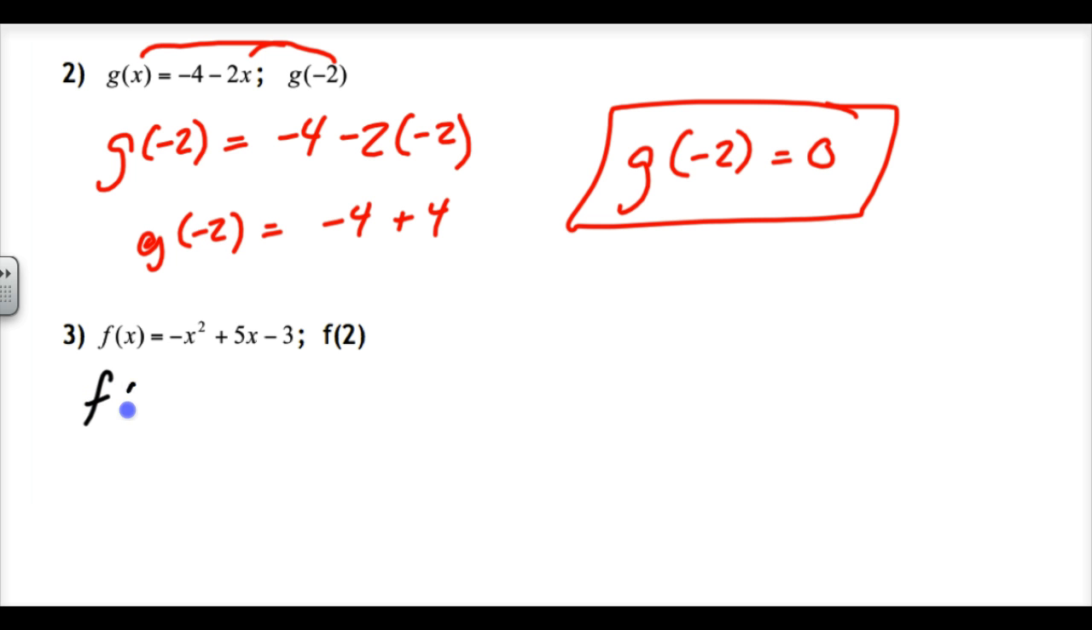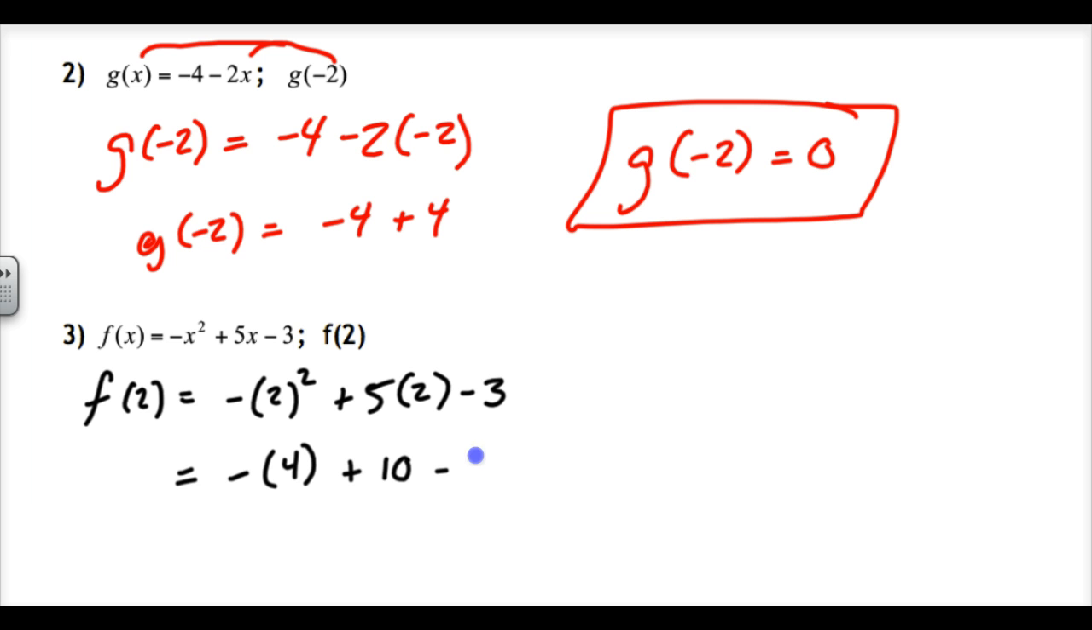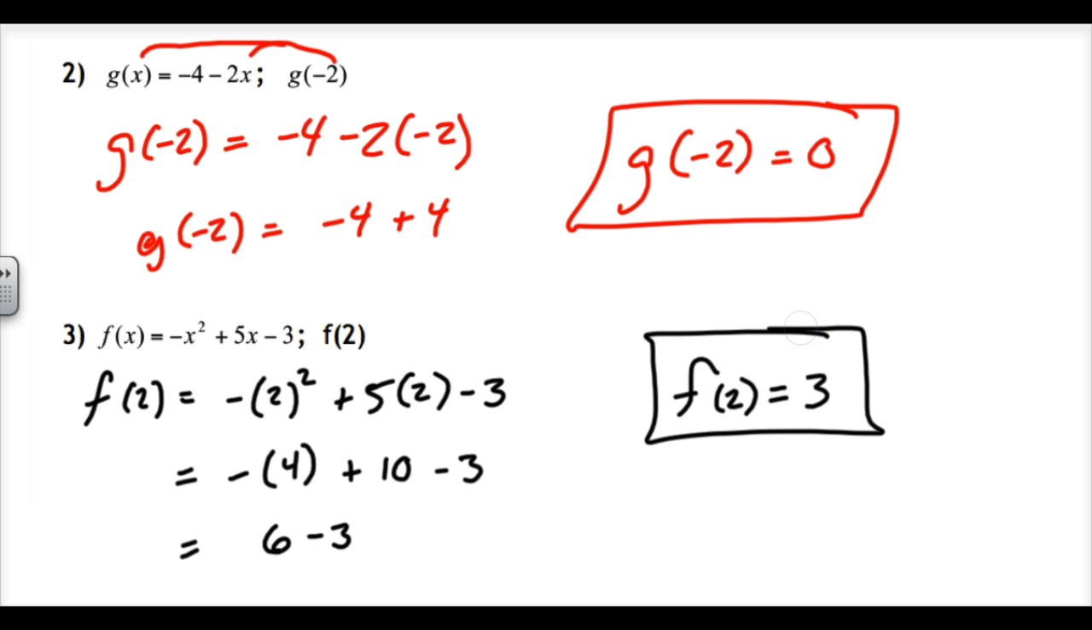Number 3, f of x equals negative x squared plus 5x minus 3. So we plug in positive 2 for everything. F of 2. Plug 2 in for all your x's. Now I got to do my exponent first. 2 squared is 4, so I leave the negative out in front, plus 5 times 2 is 10 minus 3. That's going to give us negative 4 plus 10, which is 6 minus 3. So f of 2 equals 6 minus 3 is 3. F of 2 equals 3.